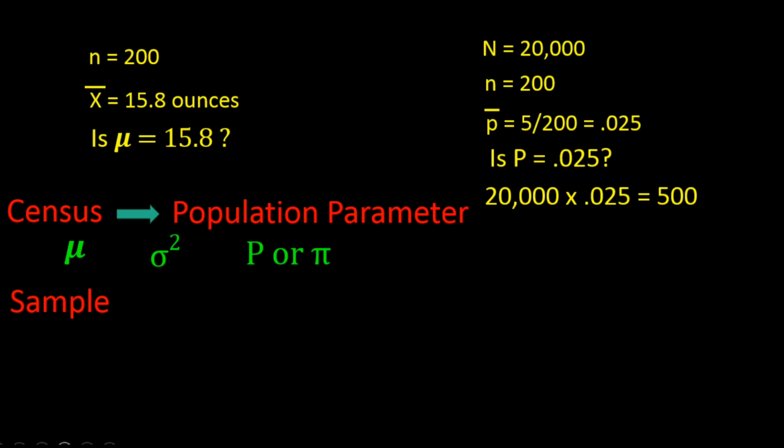When we take a sample, we get what is called a sample statistic. In this case, we don't have the true population mean. Instead, we have a sample mean, and we call it X bar. We also get a sample variance, which we call S squared, and for the sample proportion, we use P bar.